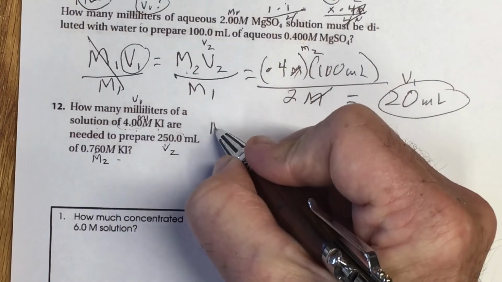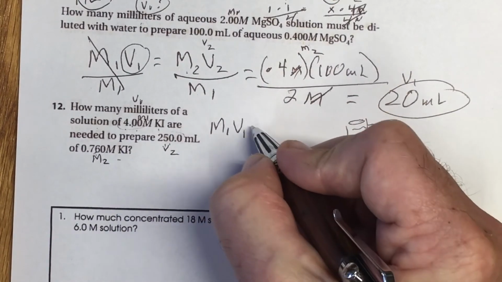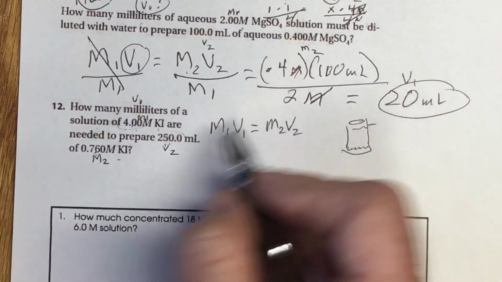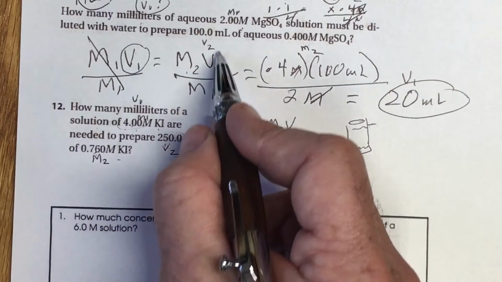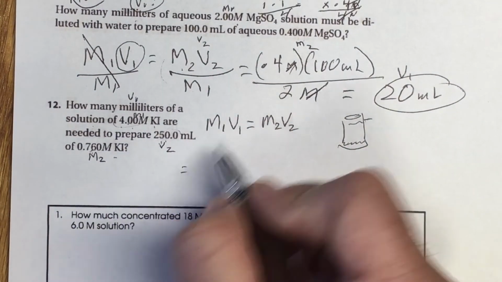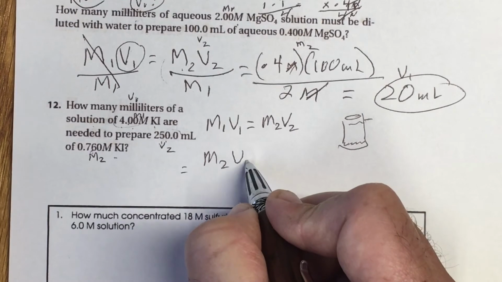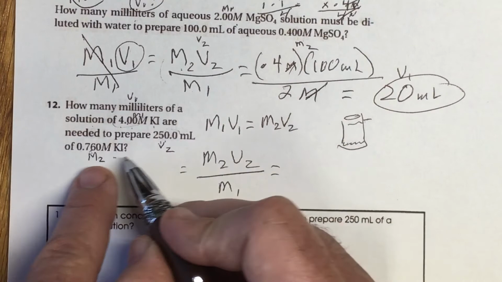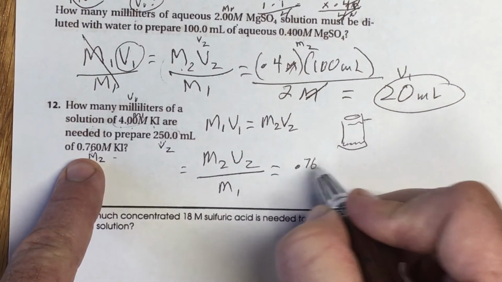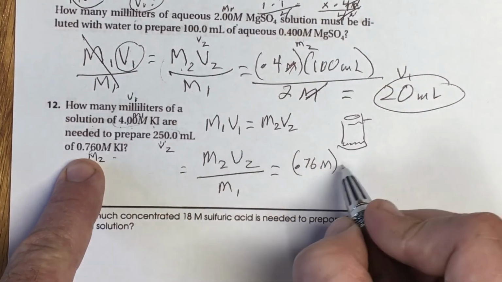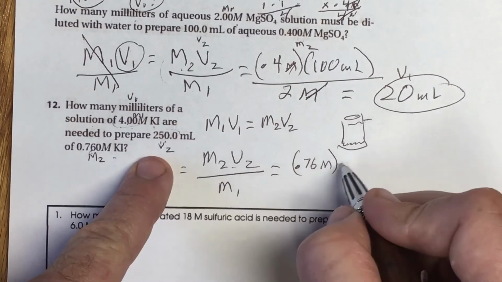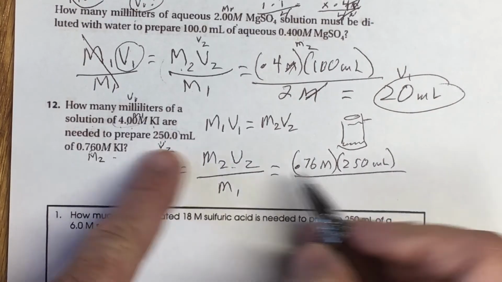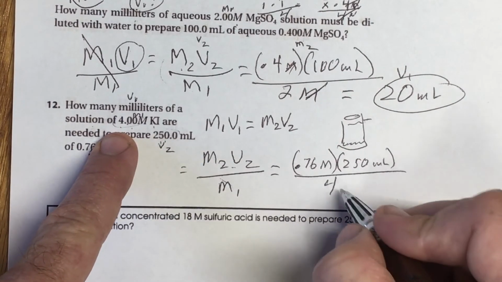So our base equation, M1 times V1, will equal the new molarity times the new volume. It's the same equation here. I'm just going to take what we did there and put that over here. When we rearrange it, we need molarity 2 times volume 2 divided by molarity 1. Molarity 2 in this problem, we said, is the less dilute 0.76 molar solution of potassium iodide. We got to multiply that by the new volume we want. So the new volume is going to be bigger than what we started with. And we got to divide that by our starting molarity, which was 4.